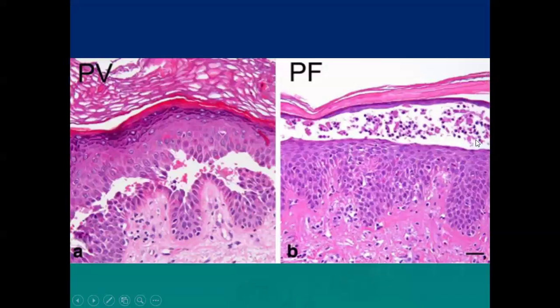So here is a comparison between pemphigus foliaceus and pemphigus vulgaris. In pemphigus foliaceus, like in IgA pemphigus, there is a subcorneal vesicle or blister comprising of acantholytic cells and variable degree of inflammatory infiltrate, while in pemphigus vulgaris, the blister is suprabasal with the rim of basal keratinocytes attached to the dermal papillae at the hemidesmosomes.